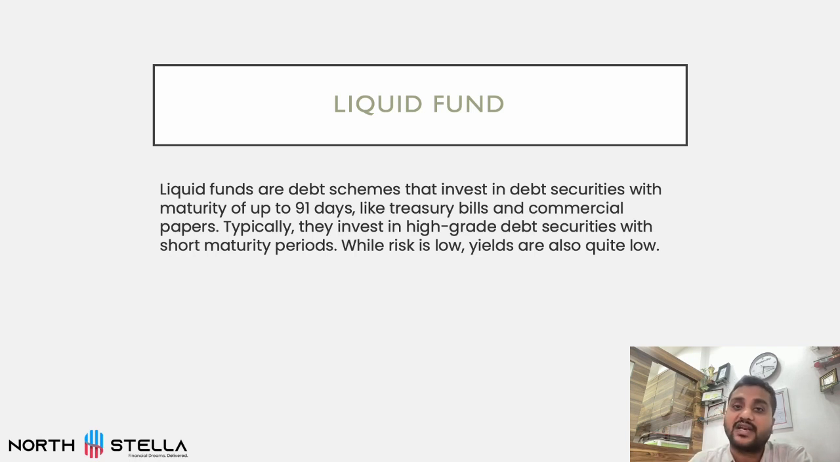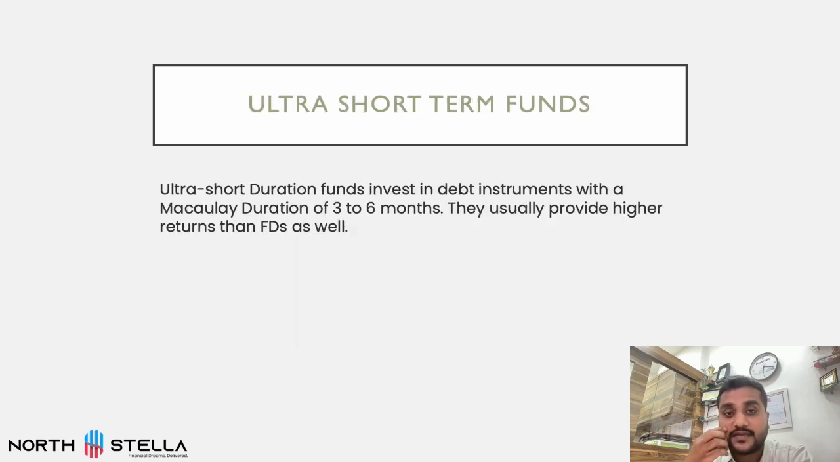Here the risk is very minuscule and the returns are pretty much better than a savings bank account. So you have an opportunity to invest in a liquid fund to earn better rates than a savings bank account. Then there are ultra short term funds. This fund will invest in securities with a Macaulay duration of 3 to 6 months only. It will provide you a better return than a short term fixed deposit, because the horizon is 3 to 6 months.